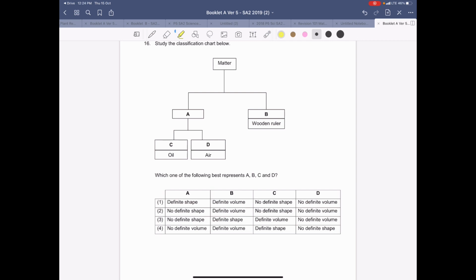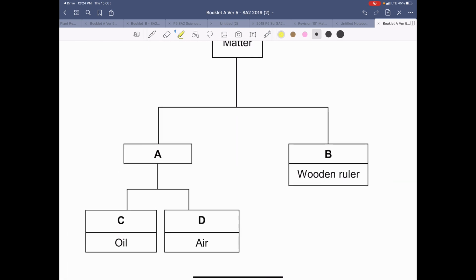Now, study the classification chart below. Which of the following represents A, B, C, and D? Now, whenever you have a chart that's like that, and it's a split, at the same level, they are opposite. So A should be a heading.